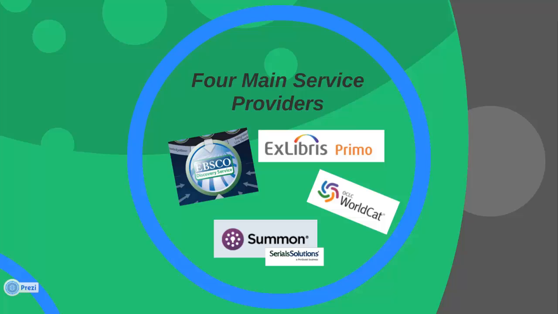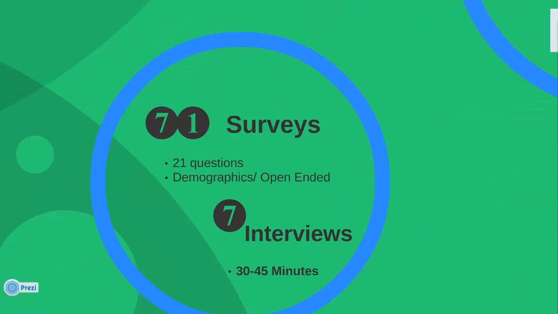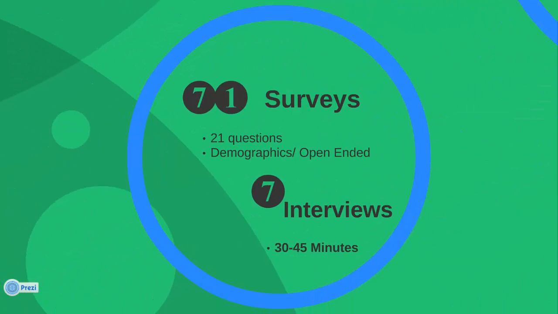To develop a list of promising practices for using discovery tools in instruction, the authors utilized surveys and interviews targeted to librarians whose libraries subscribe to one of the four main discovery services: EBSCO's EDS, Ex Libris Primo, OCLC's WorldCat Local, and the Serial Solutions Summon. They sent out their survey through the Information Literacy Discussion List, sponsored by the Association of College and Research Libraries. The survey was open for 10 days and they received 71 responses.